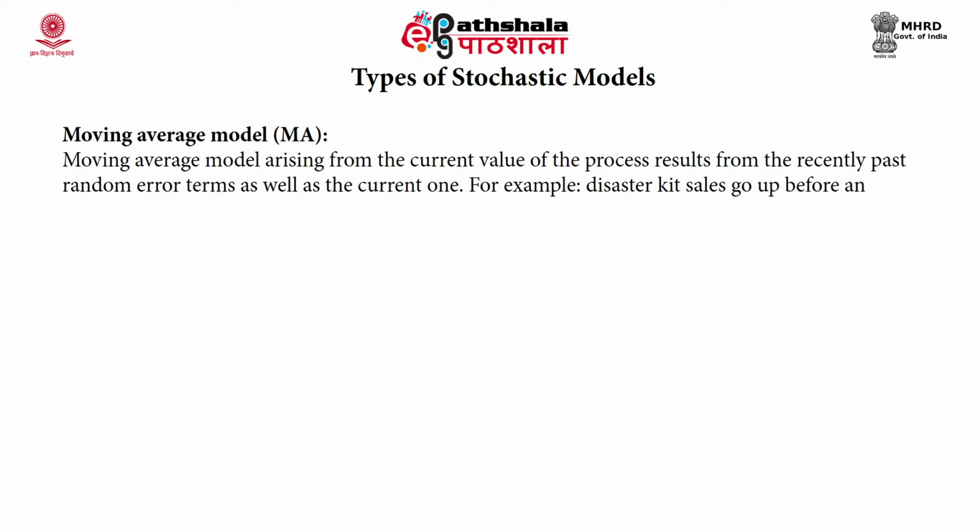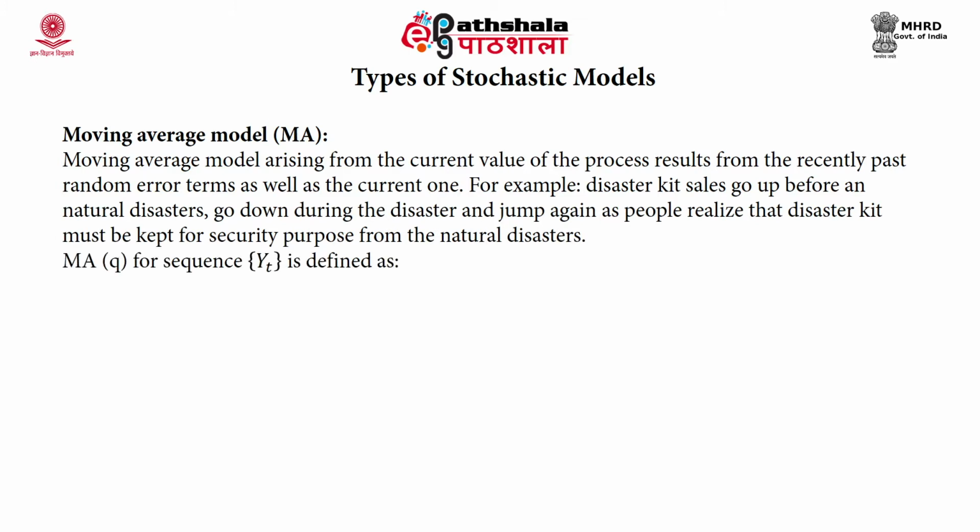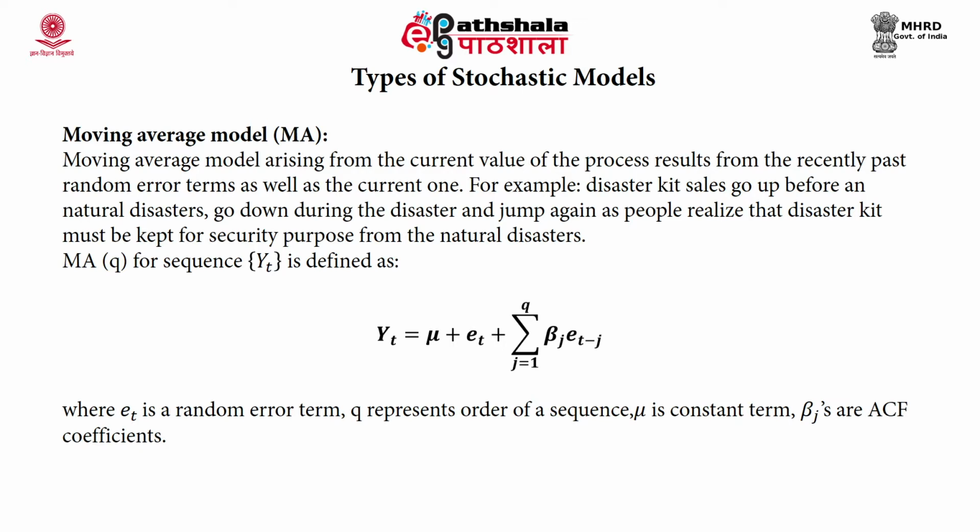Now come to the second model, that is the moving average model. The moving average model arises from the current value of the process resulting from the recently passed random error terms as well as the current one. For example, disaster kit sales go up before a natural disaster, go down during the disaster period, and jump again as people realize that disaster kits must be kept for security purposes against natural disasters. It is denoted by MA(q).